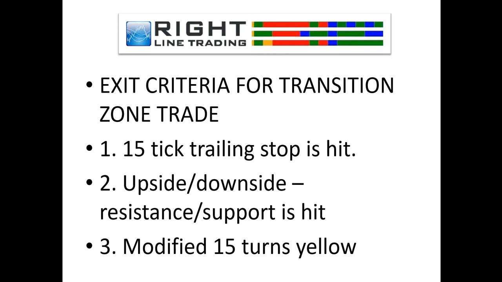Listen, the thing is, though, that the transition zone has the potential to run 30 or 40 or 50 ticks. So if you're willing to not get upset with yourself if you leave a lot of money on the table, you can take the trade out early. Or you can let upside resistance or downside support take the trade out for you, or the modified 15 turns yellow.